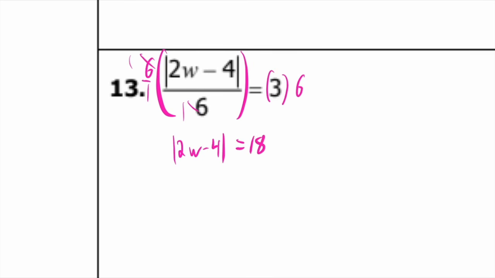Now that my absolute value is isolated, I can make my two equations and drop the absolute value bars. So you only drop the absolute value bars when you make your two equations, after it's already isolated.